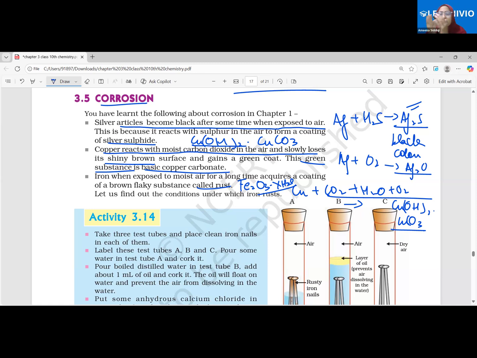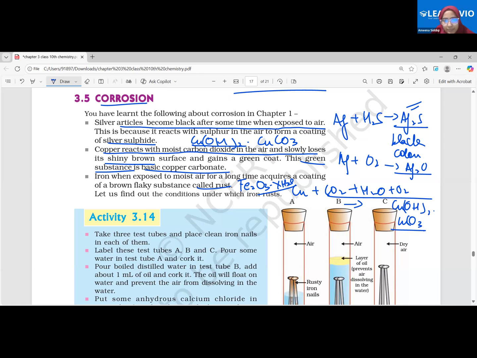The third metal is iron, which is very clear, with moist oxygen or moist air. Iron plus water plus oxygen will give us hydrated ferric oxide, Fe2O3 dot xH2O. What does x indicate here? The amount of water vapor present in the air. If we have more humidity, the amount of x will be more; if less humidity, x will be less. And what color is it? Brownish color. You know the color of rust, right? Brown flaky substance, that is rust. Any problem here? This is a theoretical question, many questions could be framed from these three points.